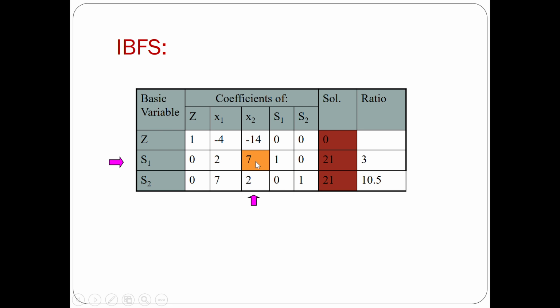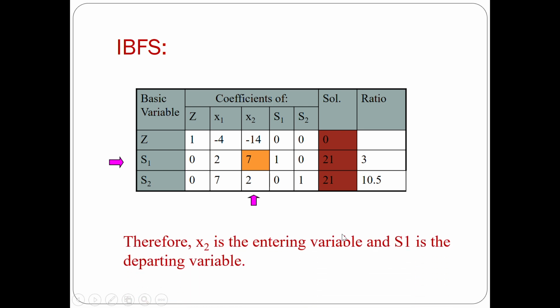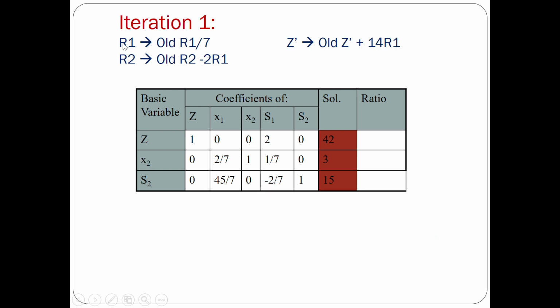Next thing is we have to make the key element 1 just by dividing the entire key row by the key element, which is 7. Then we have to make all other elements in the key column 0 by performing the row operations. And here the entering variable is x2 and the leaving variable is s1. By performing the row operations, we have to construct the next iteration table like this. For R1, this will be the operation. For Z1, this will be the row operation, and for R2, this will be the row operation.